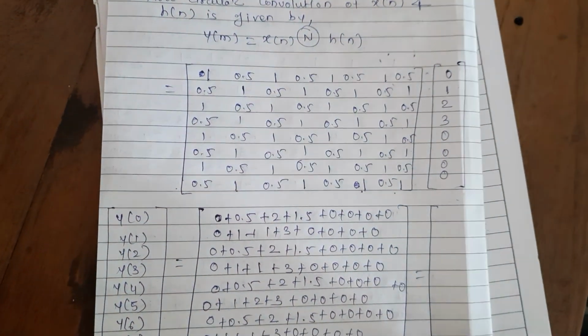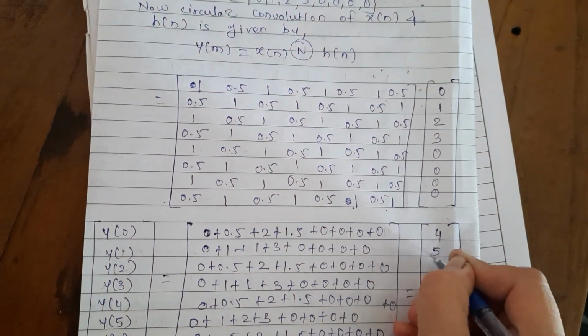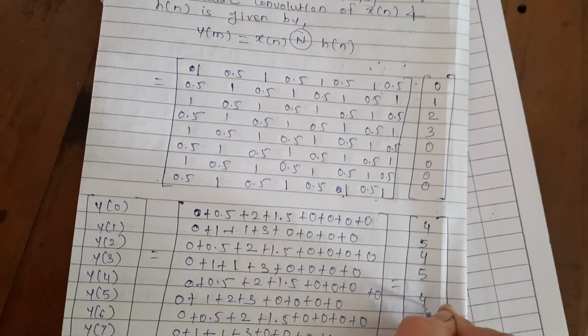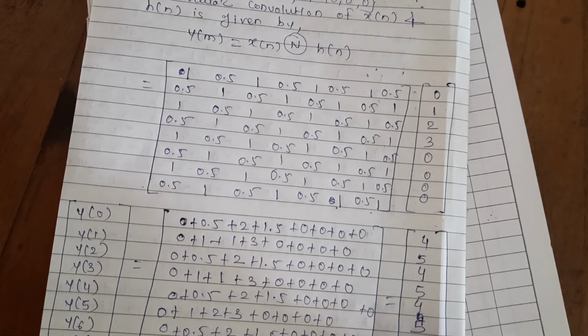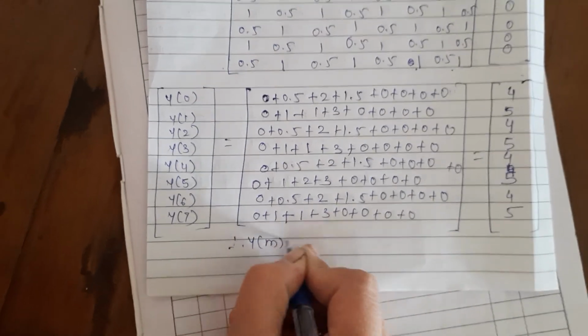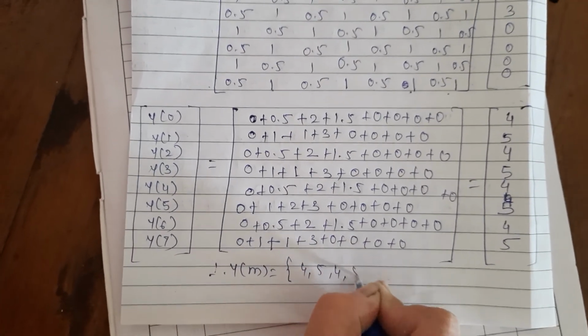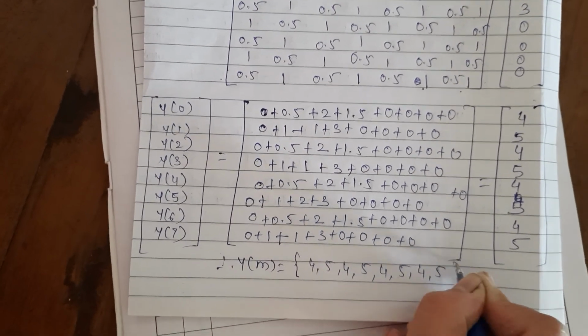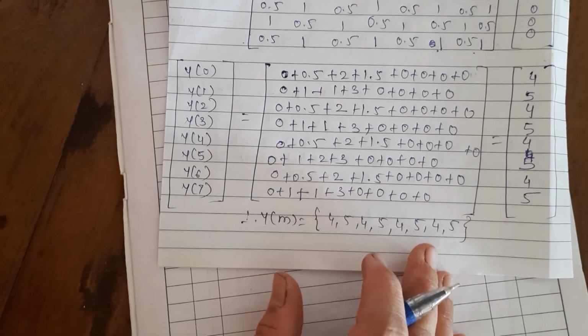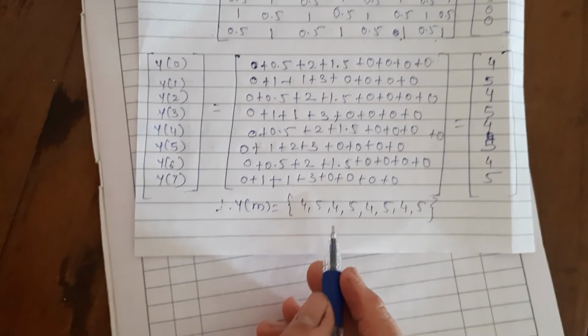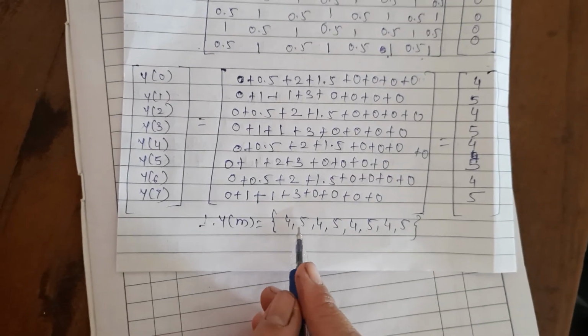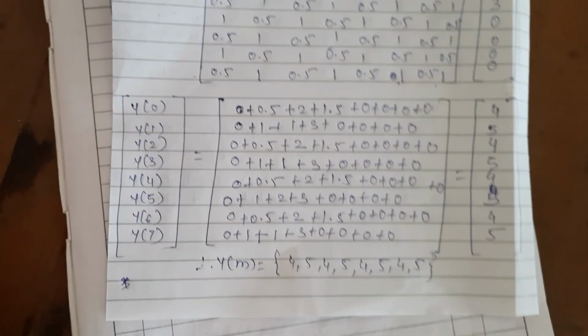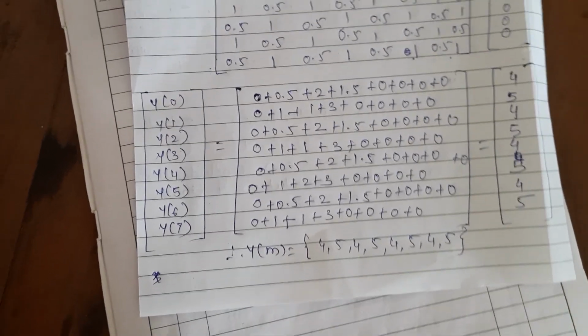So the answer of this determinant is 4, 5, 4, 5, 4, 5. So y of m value is 4, 5, 4, 5. Now x of n has 8 samples and h of n has 4 samples, so linear convolution will have 8 plus 4 minus 1, that is 11 samples. So the result of linear and circular convolution will not be same.